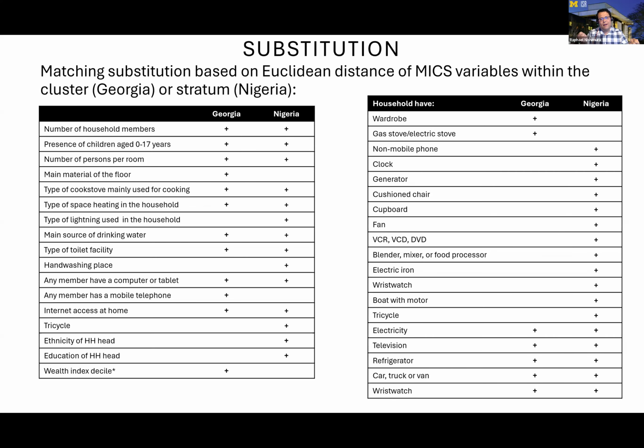As I said, we're trying to find substitutes that are as close as possible to the non-respondents. In order to calculate proximity, the distance between the non-respondent and other units in the population, the frame in this case, and select the most similar one, we use a simple metric. We just use a Euclidean distance, a pretty simple distance measure, with respect to a certain set of variables. What you see now in these two tables are the variables used in Georgia and in Nigeria. There's a lot of overlap, but in Nigeria there are more household items that we were able to use in this matching substitution.